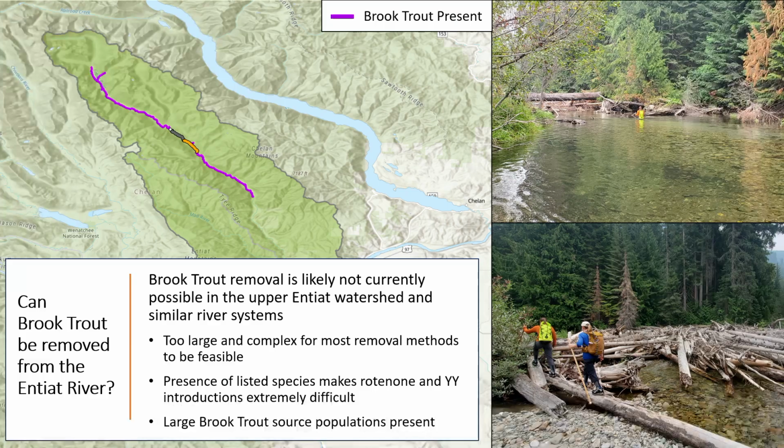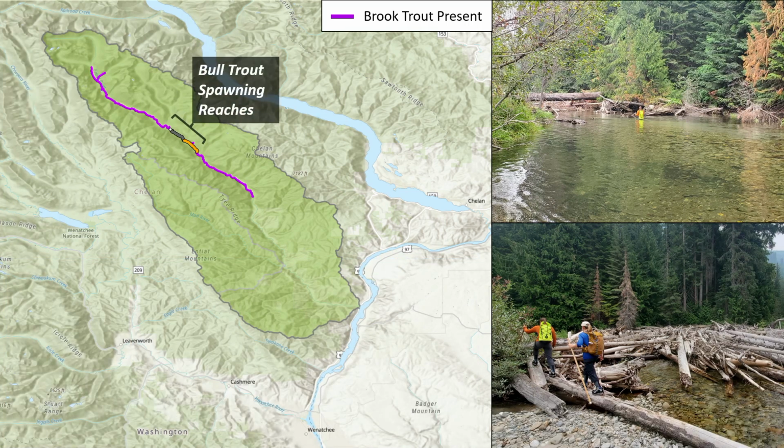Also, the presence of listed species makes rotenone, YY introductions, and some other tools in our toolbox extremely difficult to implement. And then large brook trout source populations can also complicate things, right? Even if you were able to remove everything from these areas, we've just been talking about this little section up here. The Silver Falls area is only a portion of that little orange line. There's another 15 kilometers of fairly complex habitat where brook trout are up there. Removing everything from that location with current tools, where there are listed species, is just realistically probably not feasible.